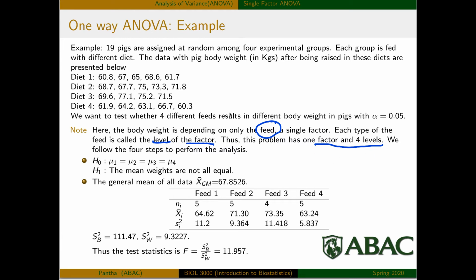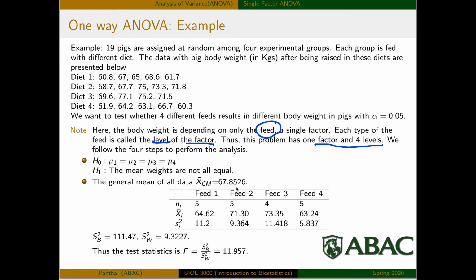We follow the 4 steps to perform the analysis of variance. So here H0 is that all the means are equal, H1 is that the means are not equal, at least one of them. The general mean for all the data, XGM: how do I find that? You add all those and divide by 19, right?